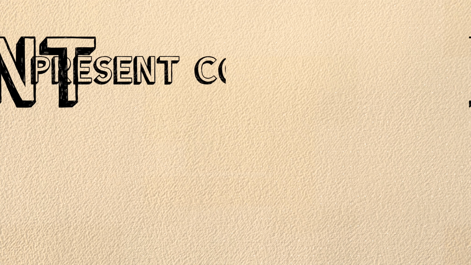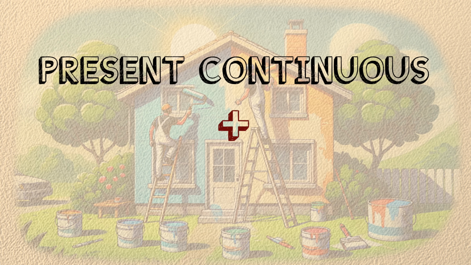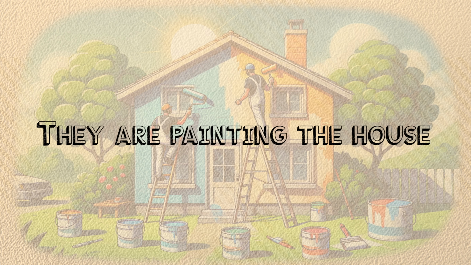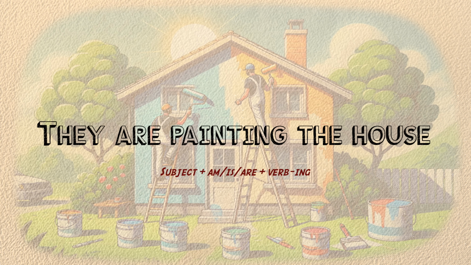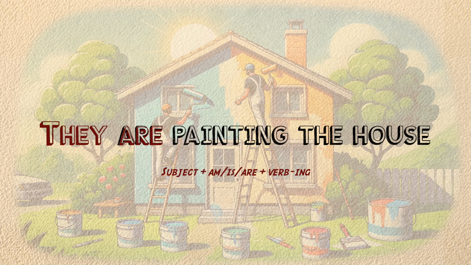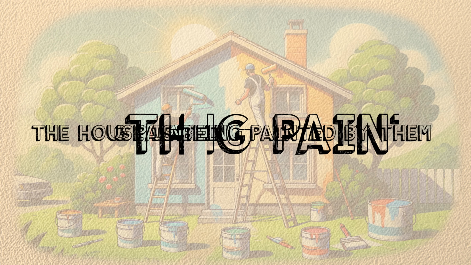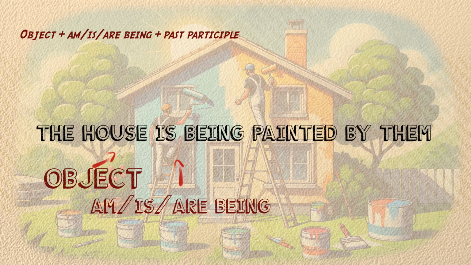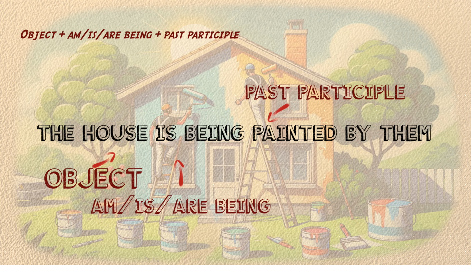All right, on to the present continuous. And here's the example sentence in the active voice. They are painting the house. And here's the formula. We have the subject, which is they, and then we add am, is, are. In our case, it's are, and then a verb with the ing ending. In our case, it's painting. And then the object, which is the house in our case. And for the passive voice, we put the object first, and then we add am, is, are, plus being, and plus past participle. And this is what we get.